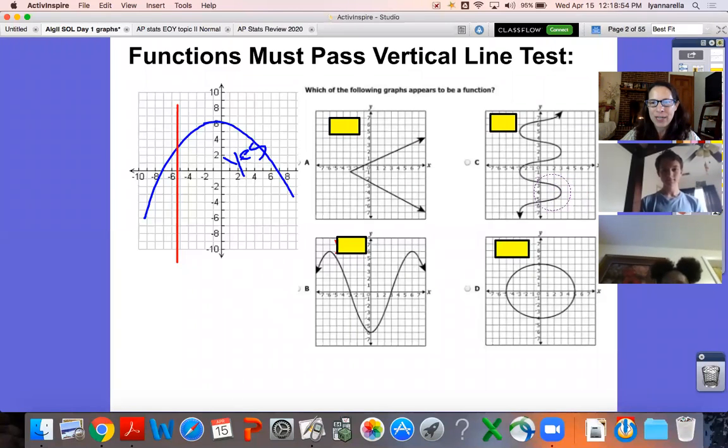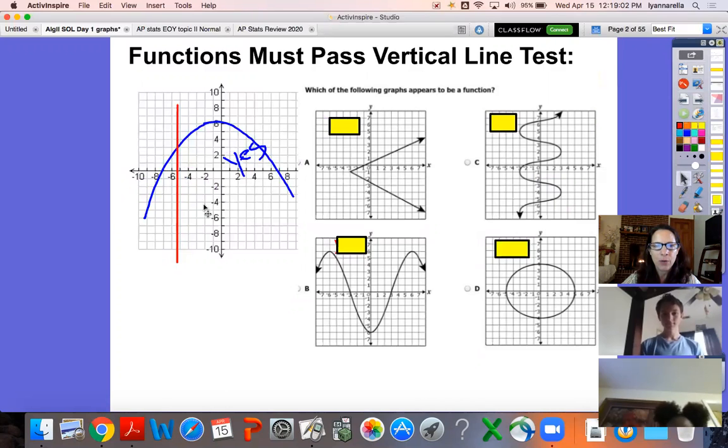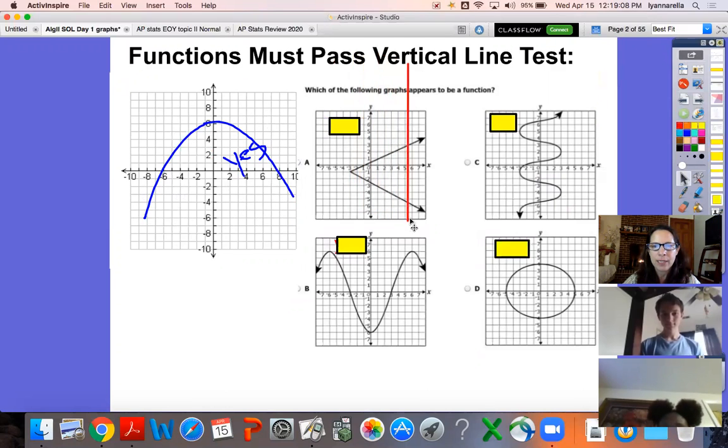So I've just started and we're doing key features of graphs, and the first thing we're talking about is the function test. So this does pass the vertical line test. And now I'm going to go over these on this side. Not there, this one. So how about this one? Does this pass the vertical line test? No. How about this one? Does this pass the vertical line test? No. Yep.